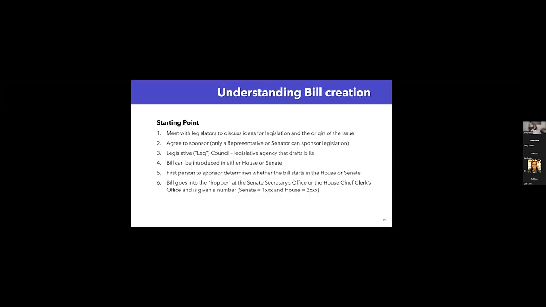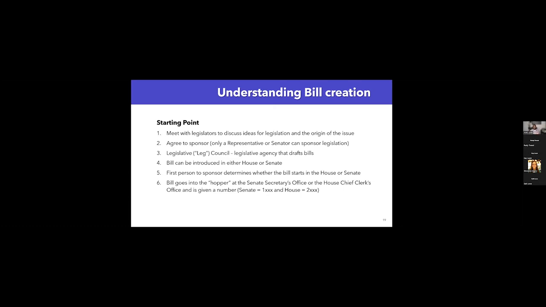First, in bill creation, I like to start with this. There are a few steps you have to do before a bill even gets considered to be drafted into legislation. First, you have groups meeting with legislators to discuss ideas for the legislation. They may want to talk about the origin and history of the problem that the legislation is trying to solve. Then a sponsor has to agree to put forth the legislation. Only a representative or a senator can sponsor legislation. So if you're a member of the public, you have to get a representative from the House or a senator to sponsor your piece of legislation.